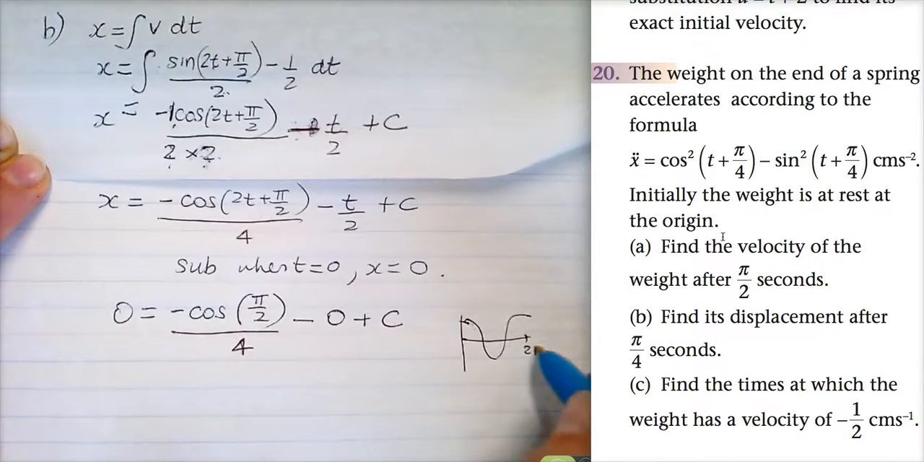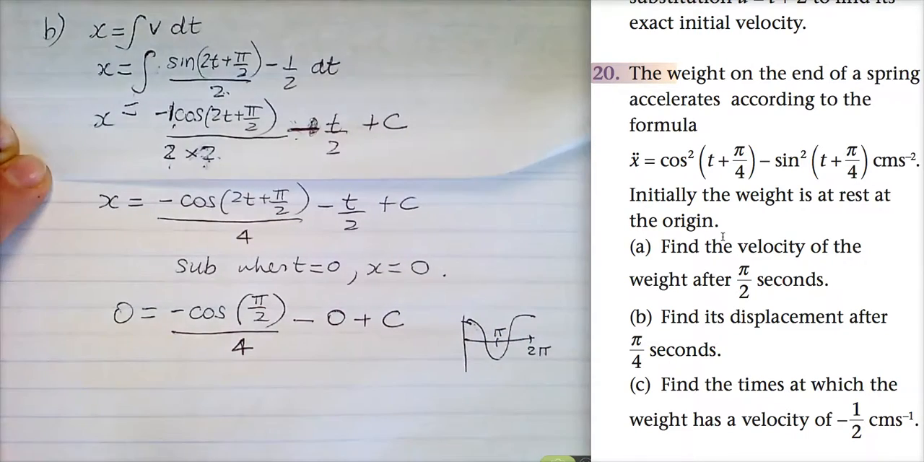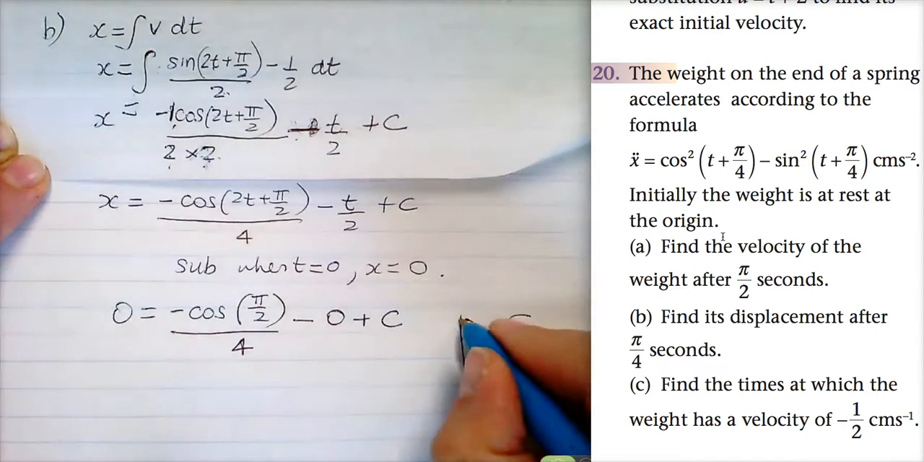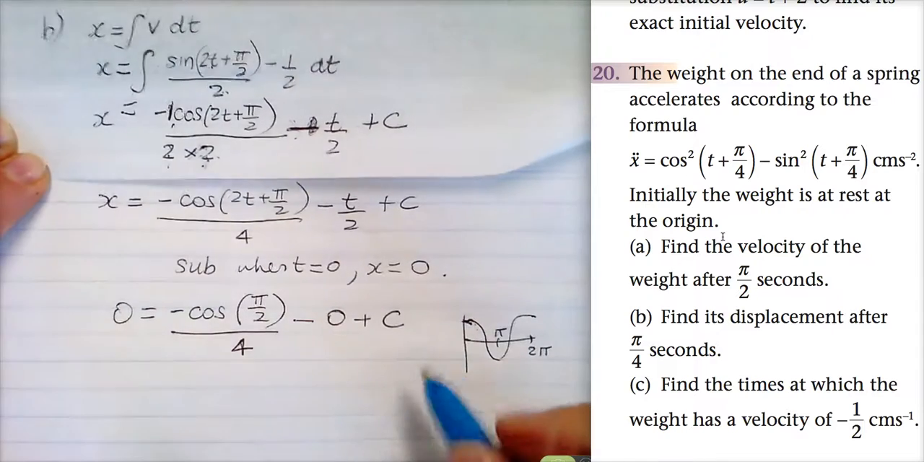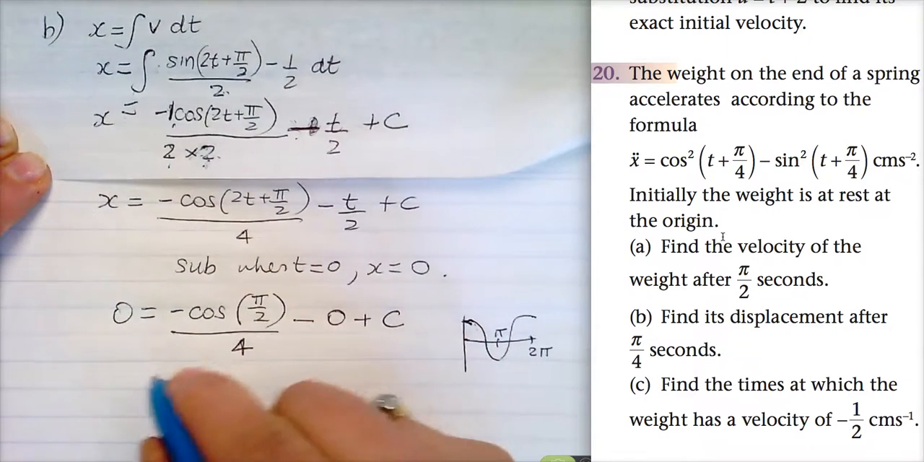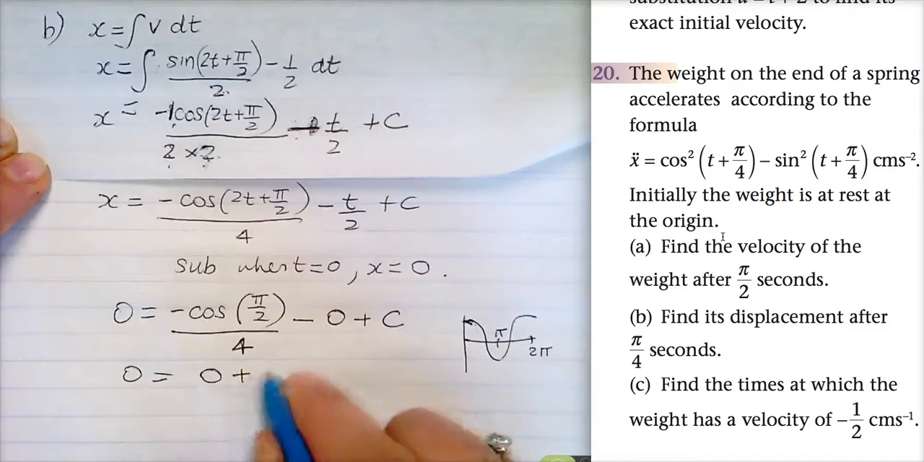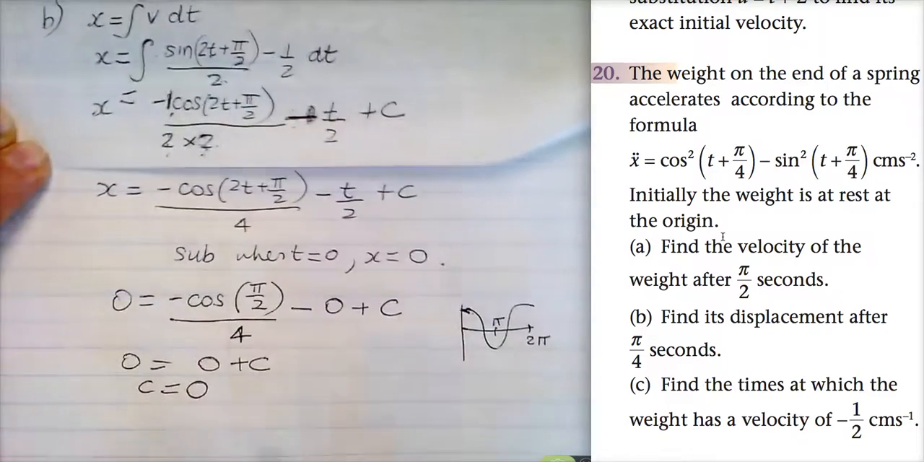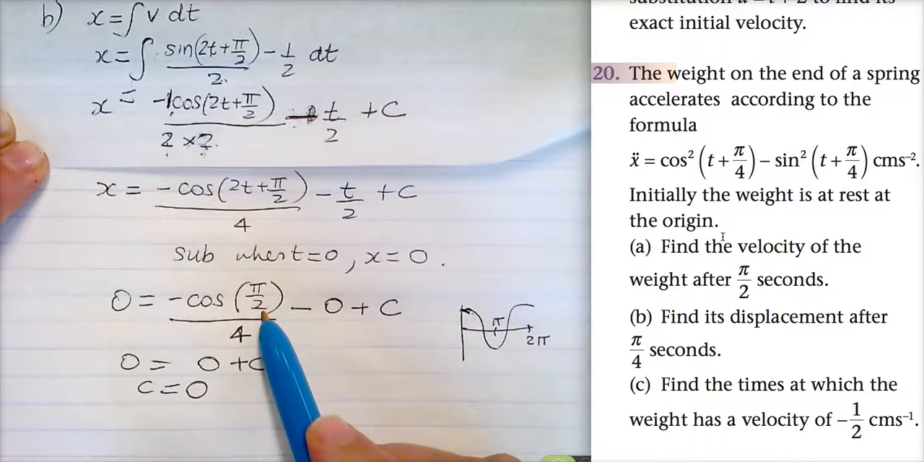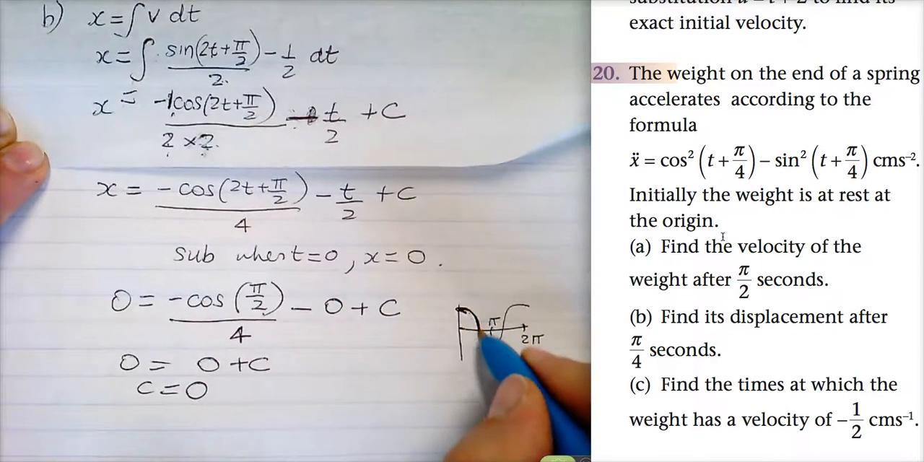What's pi on 2? Cos pi on 2? Cos 90? What's cos 90? Yay! 0 is 0 plus c. C is 0, thank goodness. Cos of 90 is 0. There's the cos curve.